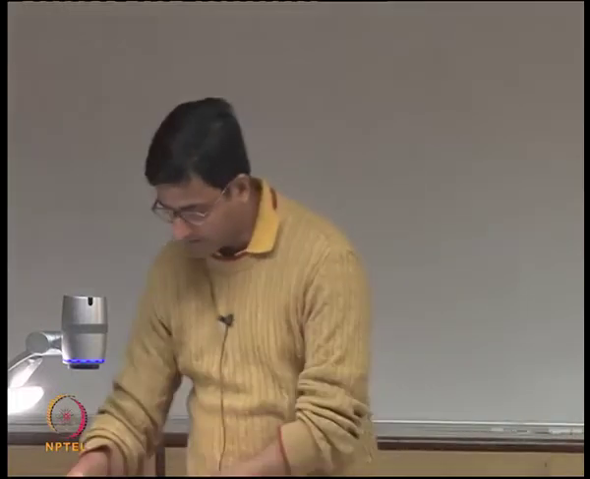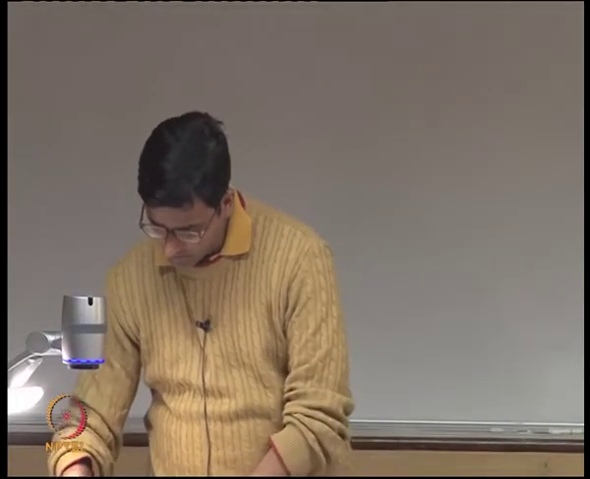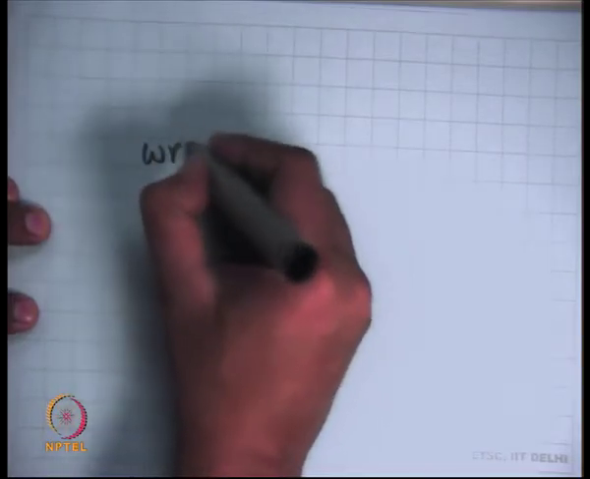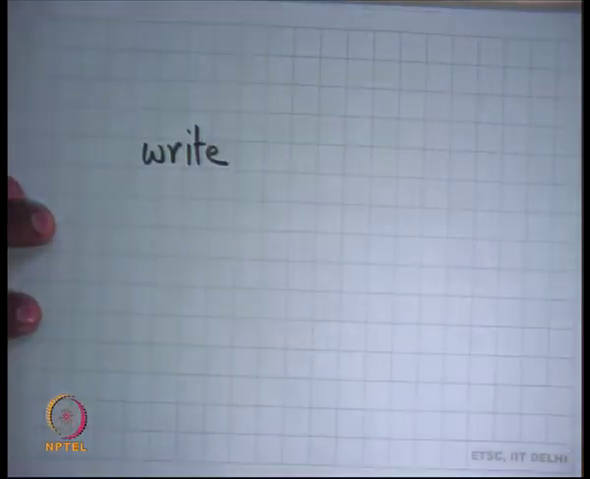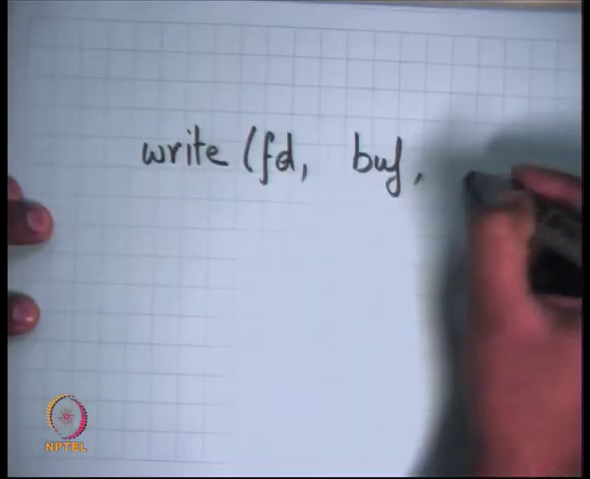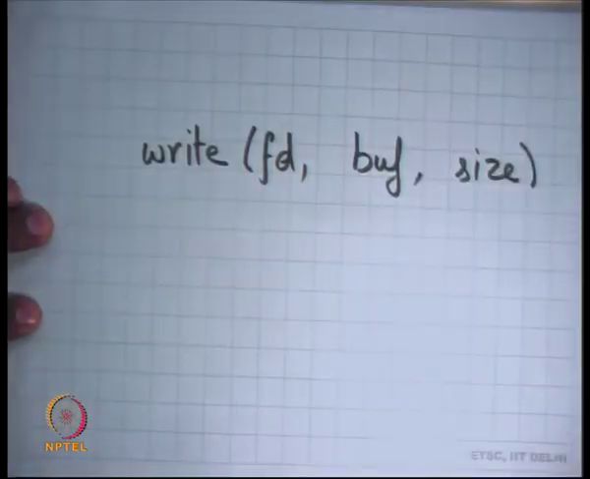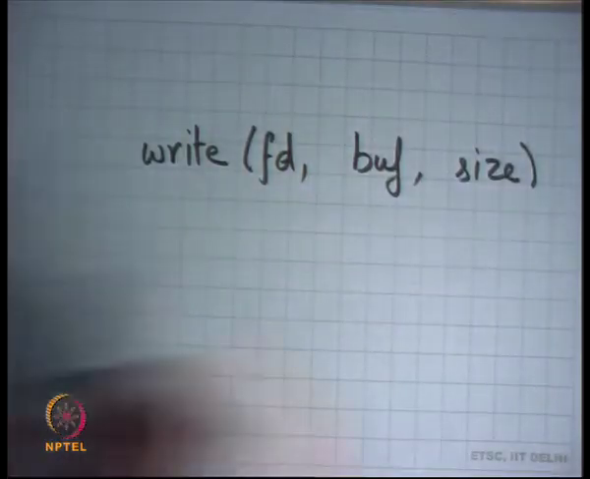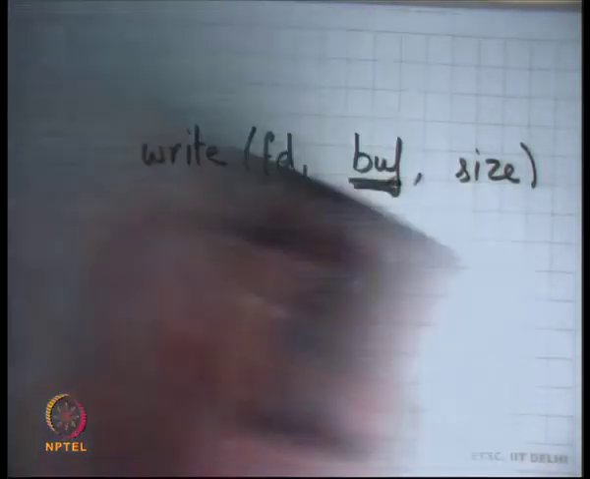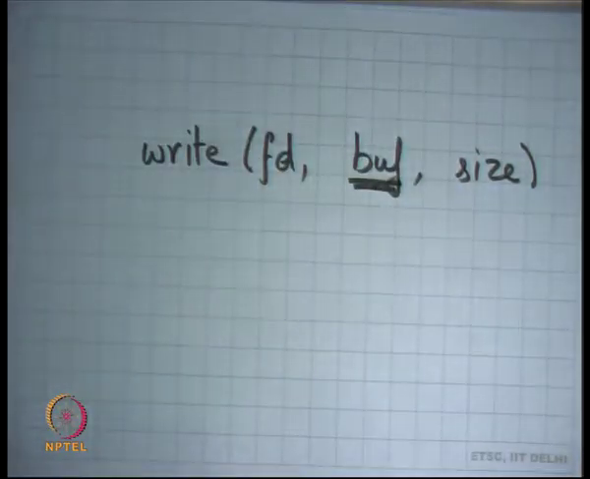So let me give you a concrete example. Let's say I wanted to call the write system call. Write takes a file descriptor, a buffer, and a size, let's say. Once again, the buffer is a string, and I communicate it using a pointer. So what do I tell the kernel? I say, here is the address, and just take size bytes from this address and put it in the file.